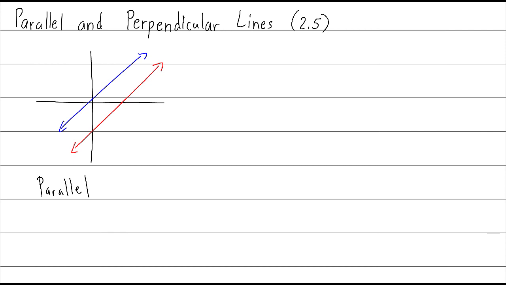Something that you might notice about them is that if they run side by side, they have the same steepness, right? They have the same slope. So that's an important fact. These are parallel lines. Parallel lines always have the same slope. Okay. Well, I promised perpendicular here as well, so let's talk about that.